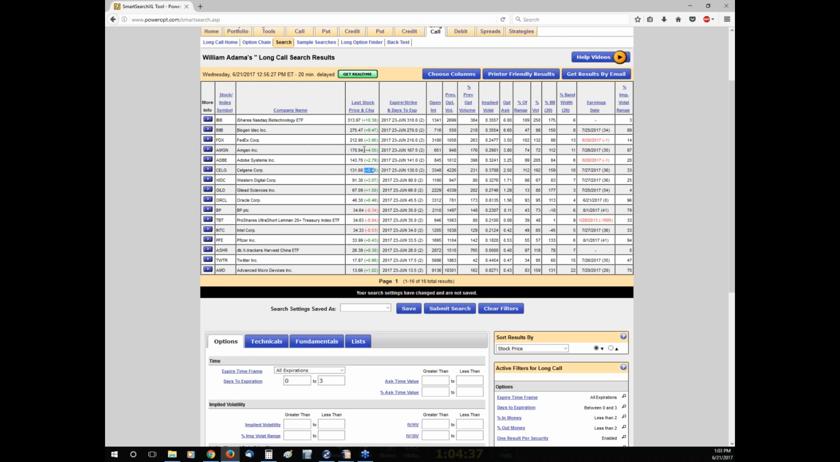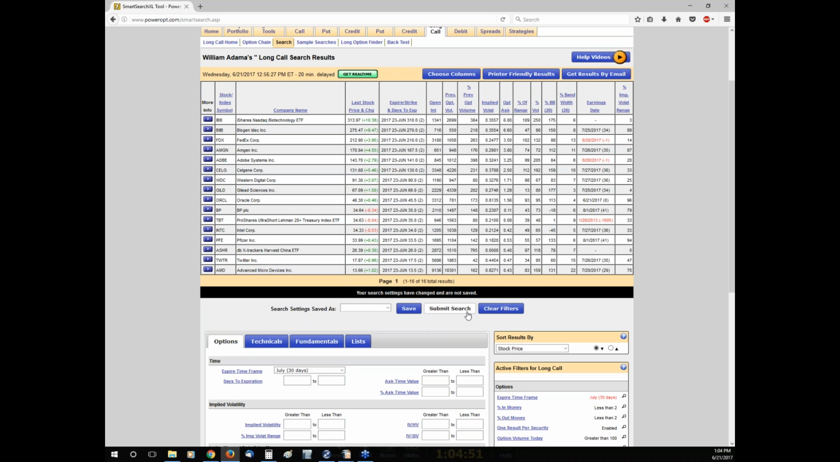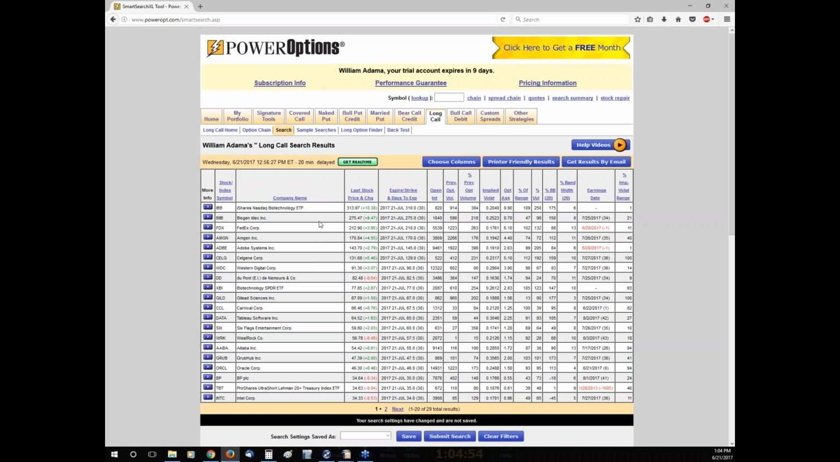Celgene, of course, Amgen, all in the biotech. So maybe we missed it, but again, this is where the heat is, and it took me 4 clicks to do it. And if you wanted to go to standard expiration, we could change that as well. So we just go to July, 30 days out, we'll probably see almost the same list.